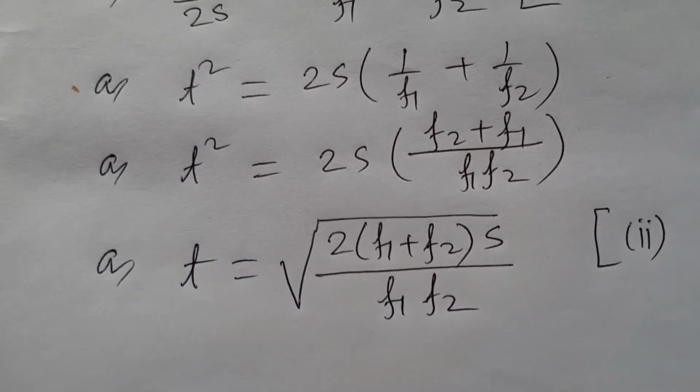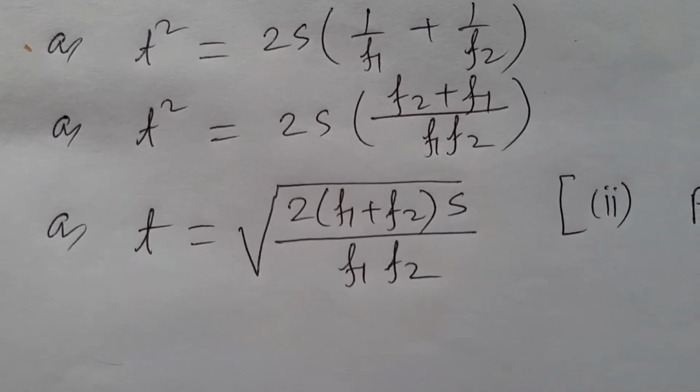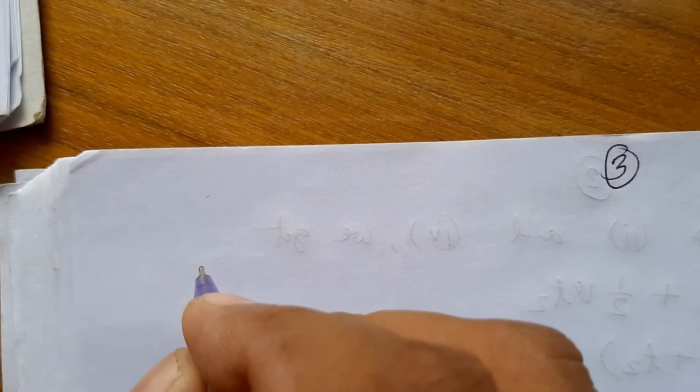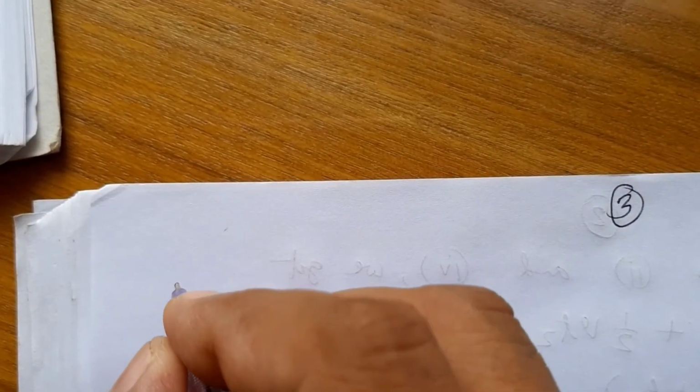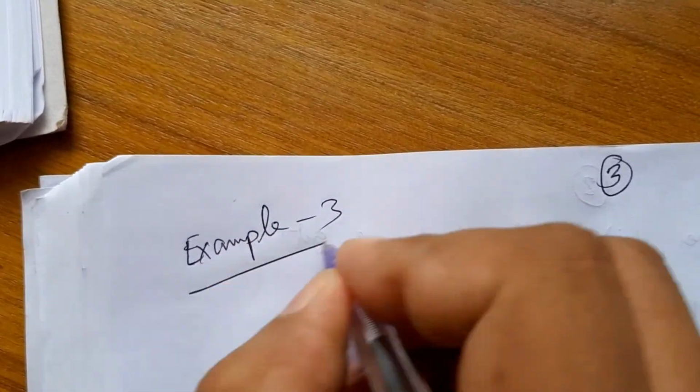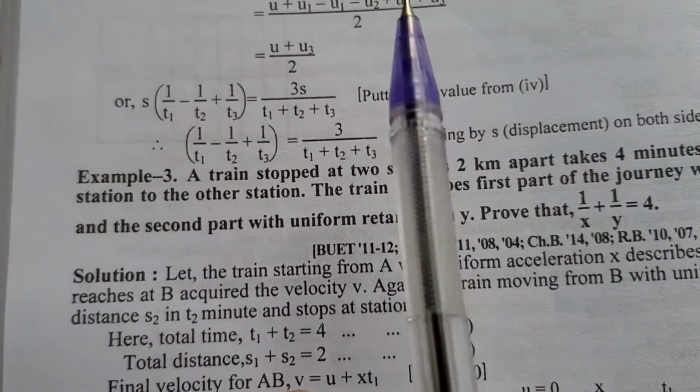So we have completed question number 28. It is an important question, and now we go for example 3, which is also similar to this. This is page number 3. Now I go for example number 3. This is the question, example 3, you can see that.